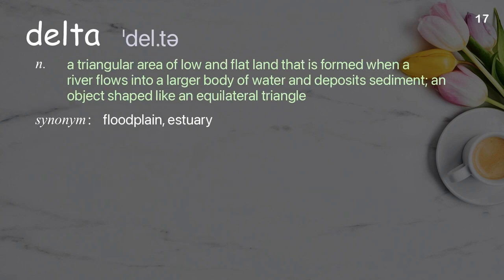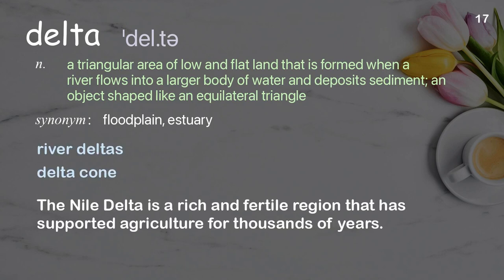Delta. A triangular area of low and flat land that is formed when a river flows into a larger body of water and deposits sediment, an object shaped like an equilateral triangle. Examples: river deltas, delta cone. The Nile Delta is a rich and fertile region that has supported agriculture for thousands of years.